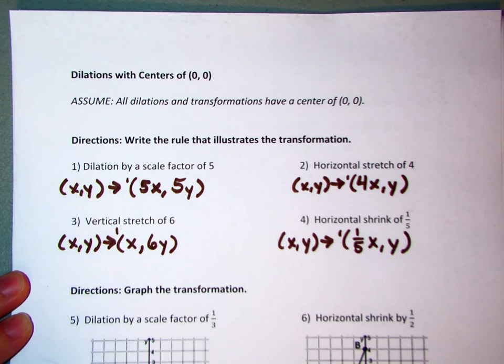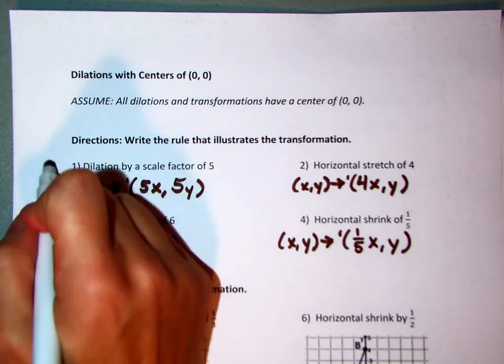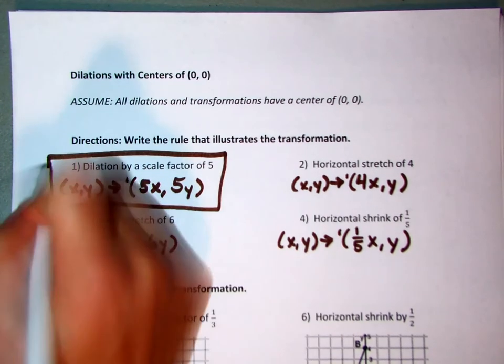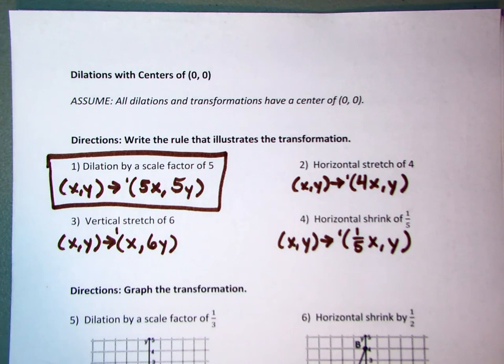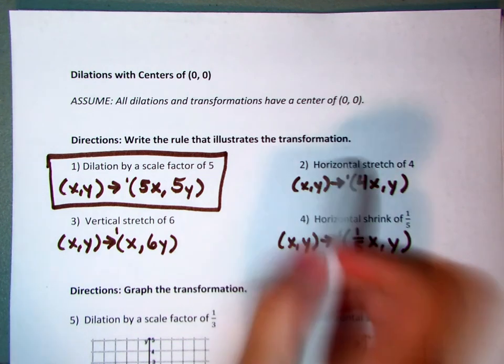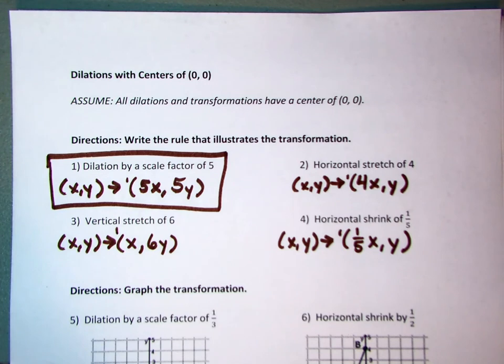So one more time, let's review. The only thing that is a dilation in this first section here is the one in which both x and y are multiplied by the same scale factor. The remaining ones of these, they're a transformation, but they are not a dilation.